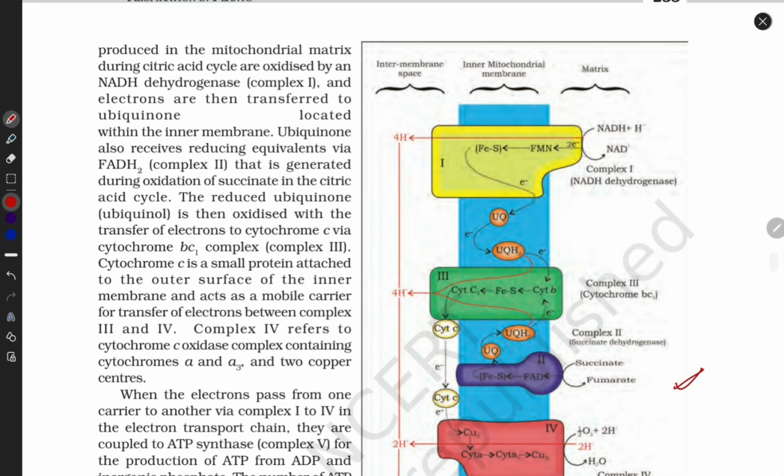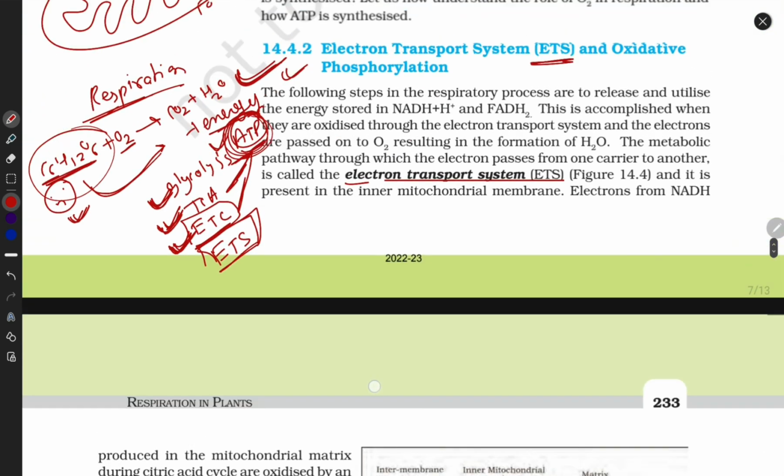Look here. What a beautiful diagram. We will discuss it in our next video. So that's all for now.